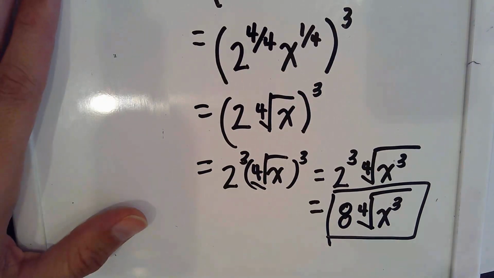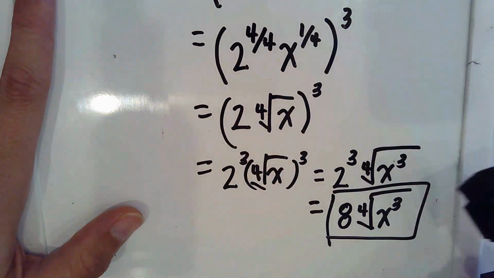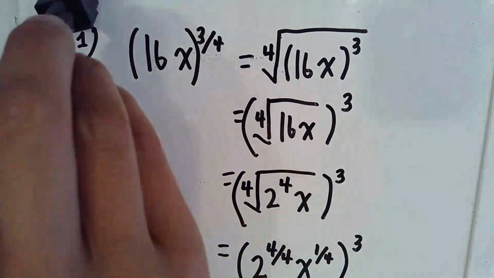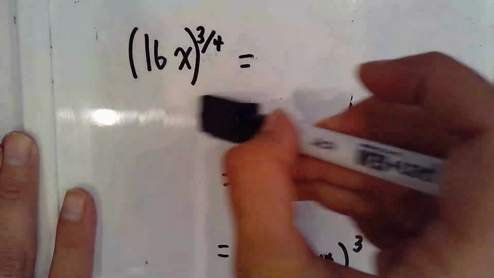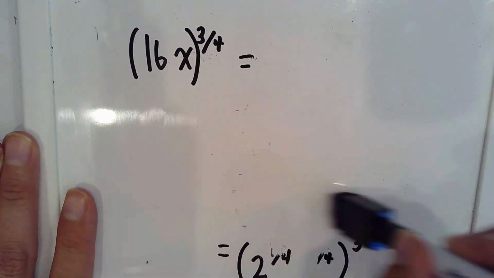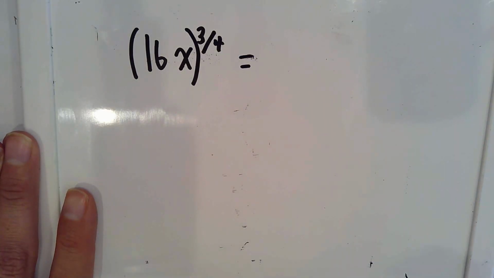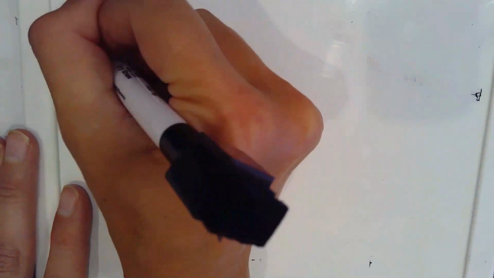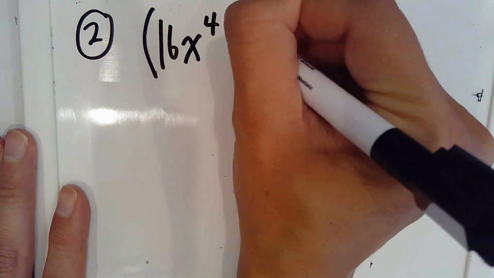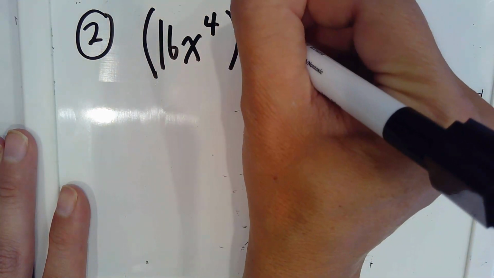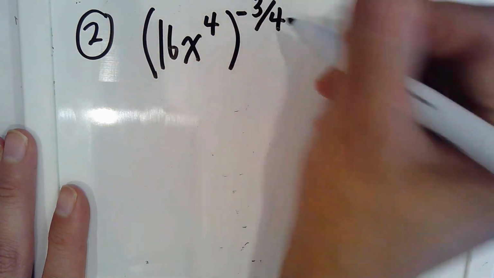Alrighty, so I'm going to change this one up a little bit. I like my whiteboard. Alright, I probably need to erase it. I need a little bit more room for that one. So I want to say 16x to the 4th raised to the negative 3/4 power.